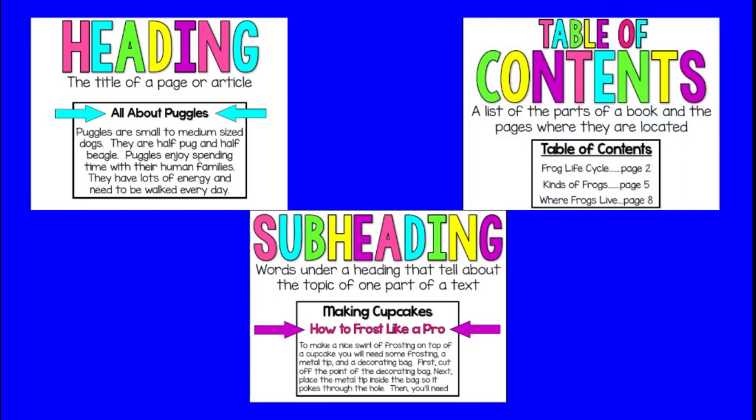Another great feature of nonfiction texts is the table of contents. That's a list of the parts of the book and the pages where they are located. That will give us a really great clue about what we're going to be reading about. Keeping a chart or an outline to help you keep track of the information that the author is presenting would be really super helpful.